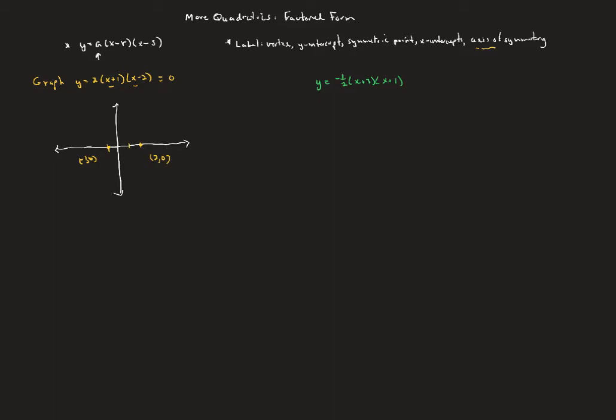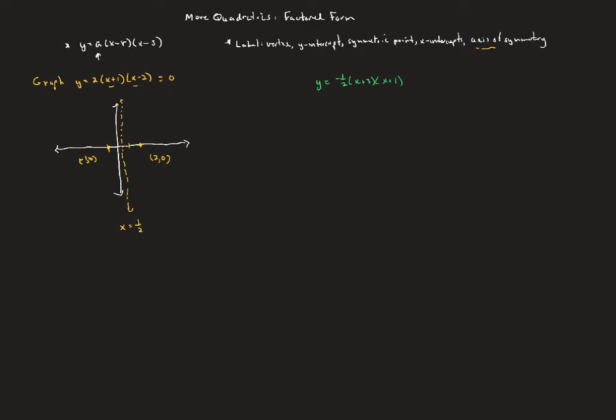So we want to go halfway in between those x-intercepts. So this is a distance of 1, 2, 3. Half of that is 3 halves. So if I go 1 1/2, then the axis of symmetry, that vertical line that's going to split this parabola in the middle, is going to be at x equals positive 1/2.